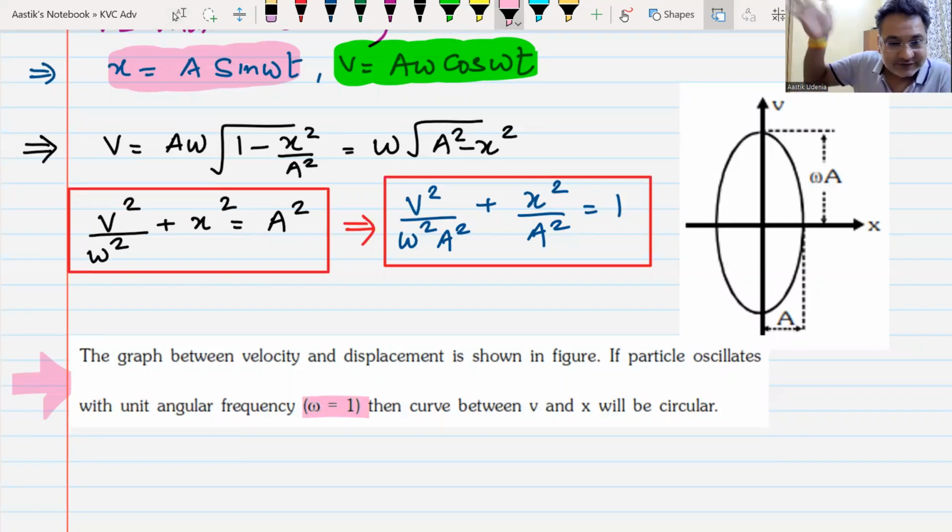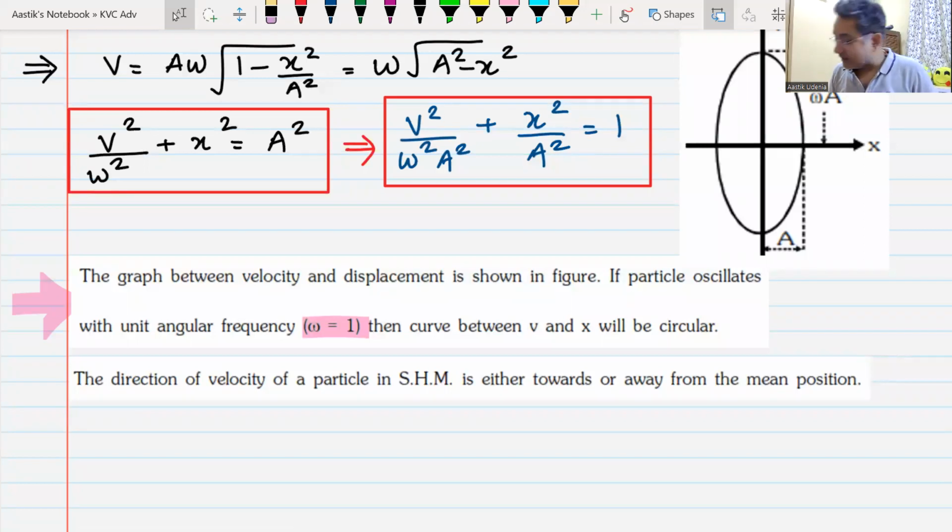Do we understand this? We understand this, or it is going above our heads? Understood, sir. Then the next point is the velocity of this particle in SHM can be towards the mean position.